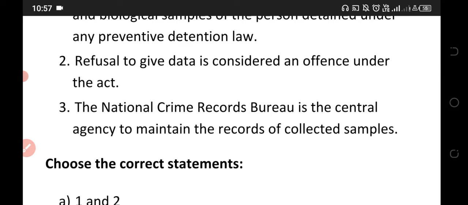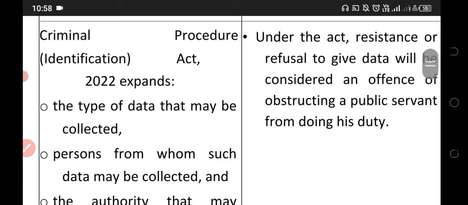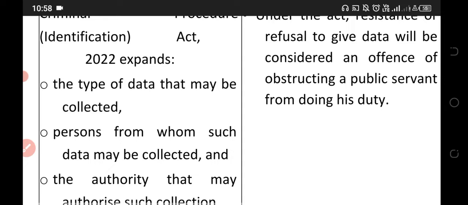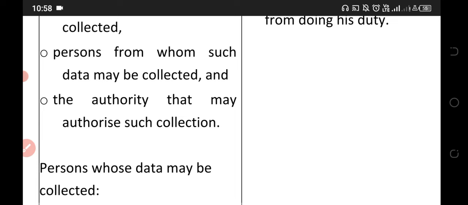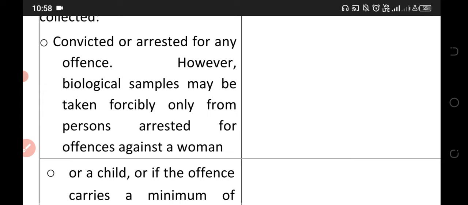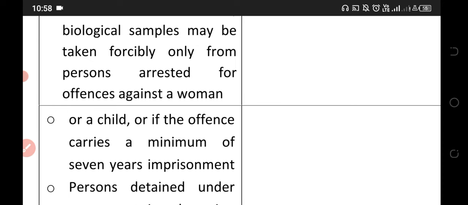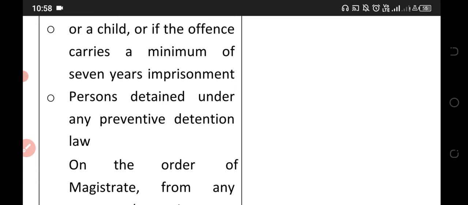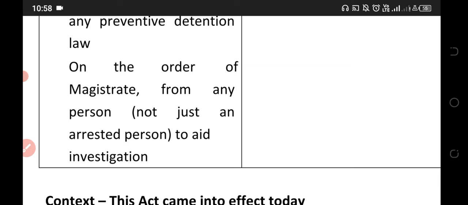Which are correct? I think 1, 2, 3, all are correct. The Criminal Procedure (Identification) Act 2022 extended the scope. It covers the type of data that may be collected, the persons from whom such data may be collected, and the authority that may authorize such collection. Persons whose data may be collected are those convicted or arrested for any offense. However, biological samples may be taken forcibly only from persons arrested for an offense against a woman or a child, or if the offense carries a minimum of 7 years imprisonment, or persons detained under any preventive detention law. On the other hand, on the order of the magistrate, data can be taken from any person, not just an arrested person, to aid investigation.